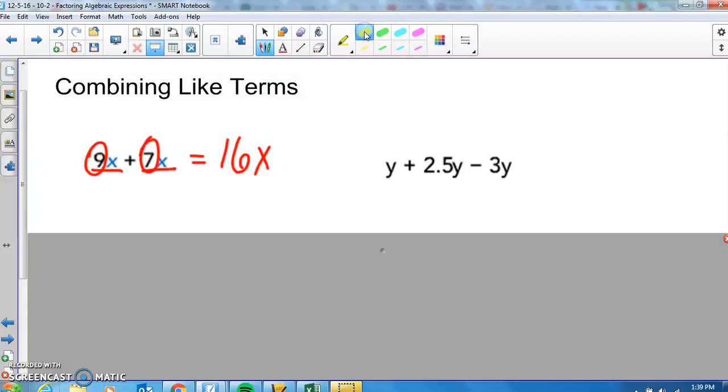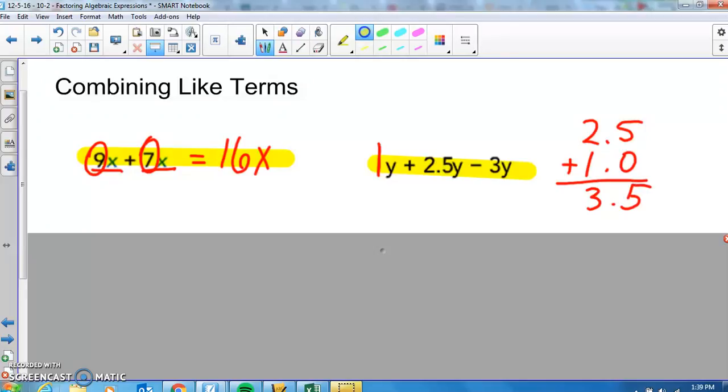Over here, I have y plus 2.5y. The y and the 2.5y, they're like terms. They both have a y. Some of you may have forgotten, but if the variable does not have a coefficient, it's understood to be 1. So I'm going to take the 2.5 and add it to 1. Now remember, when you have a problem like this, make sure you line up the decimals. That one whole would line up under the 2, which would give us 1.0. So my answer, when I add these, would be 3.5. So my answer would be 3.5y.